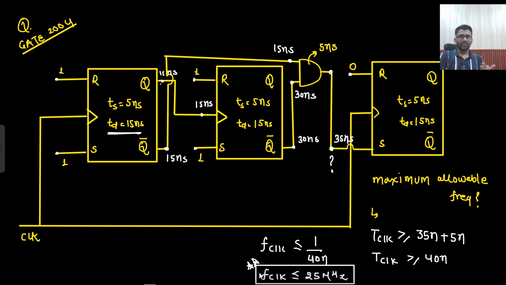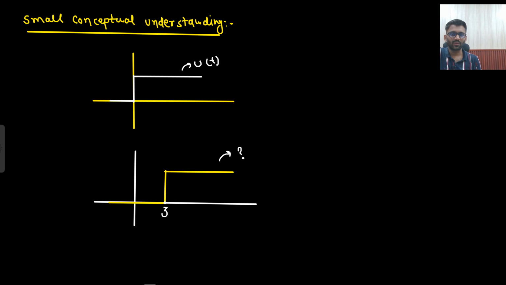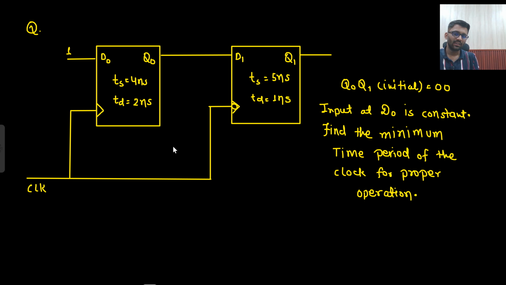Okay, so yeah, that's it about this video. We will see more concepts. This is not completed. We will see more concepts, like this very small concept that we can discuss here only. If this is u(t), what is this waveform? u(t-3). Very simple concept of signals and systems, but this will be used. Where will this be used? When this clock is positive edge triggered. Now what if this clock is negative edge triggered?